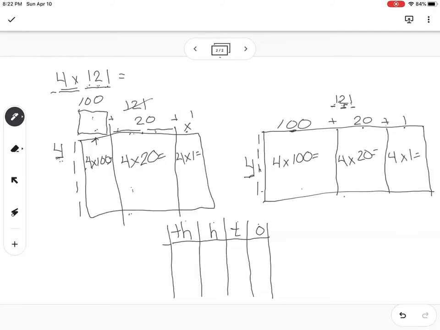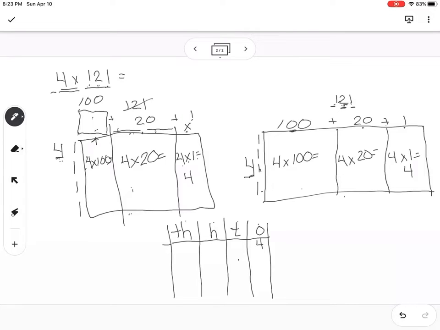I like to start with the ones place. So let's do 4 times 1. Use your rec and rec if you need to, or your fingers, or just think about it. And you should get 4. On this model, you should get the same thing. And that's just 4 ones, because we're just in the ones place, right? So I'm going to write it right here on my place value chart. 4 ones.